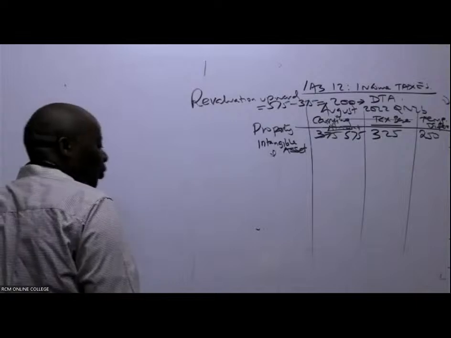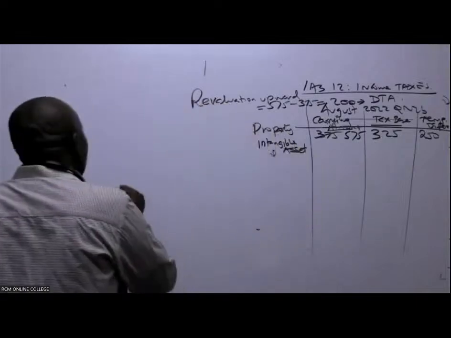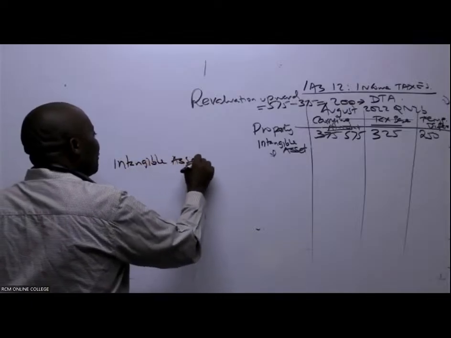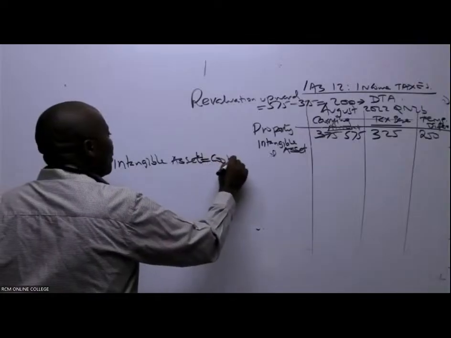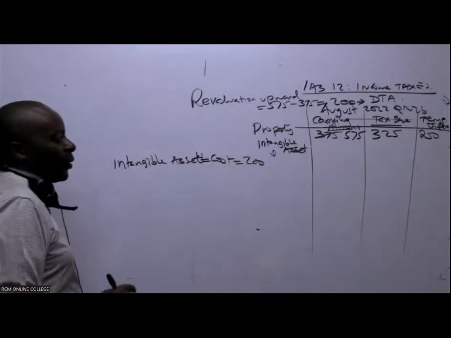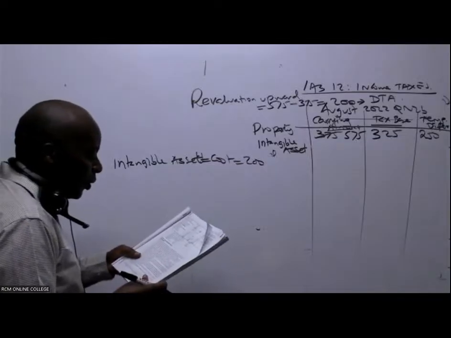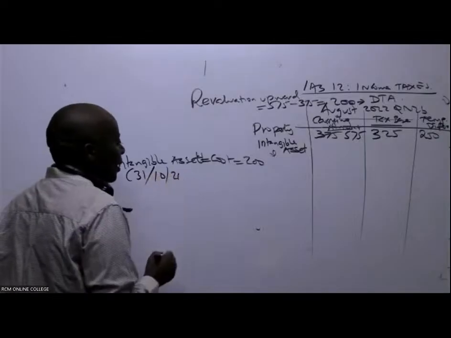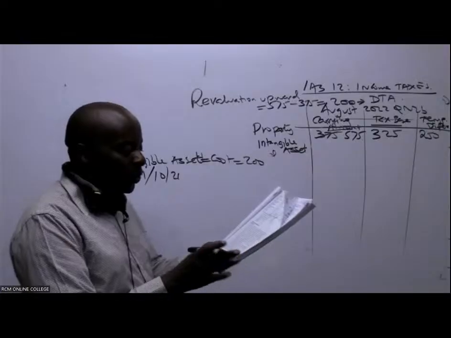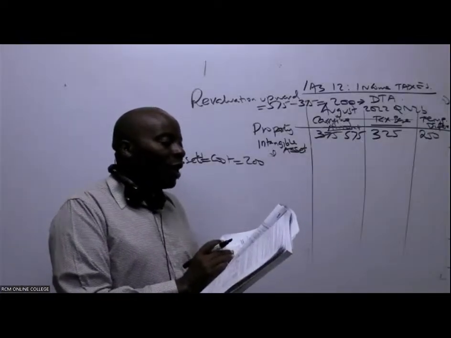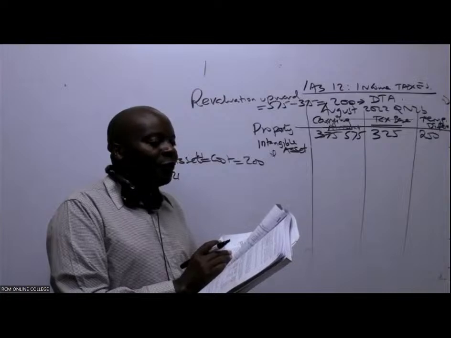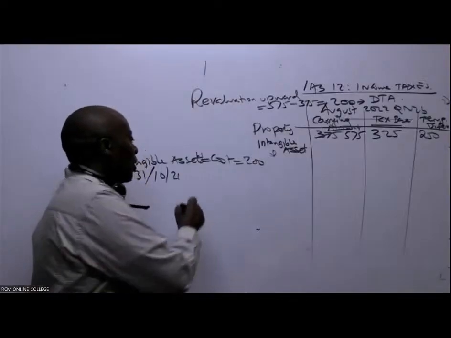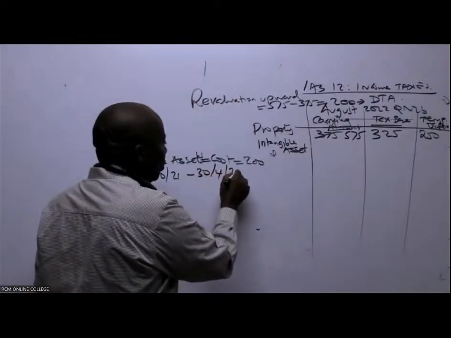So the first thing that I need to do is to appreciate that this intangible asset cost is 200. And this cost was incurred on 31st October 2021. But you see, we are doing our accounts. If you read the requirement, they want us to compute the relevant temporary differences as at the end of its financial year, which is 30th April 2022. So we're doing our accounts on 30th April 2022.